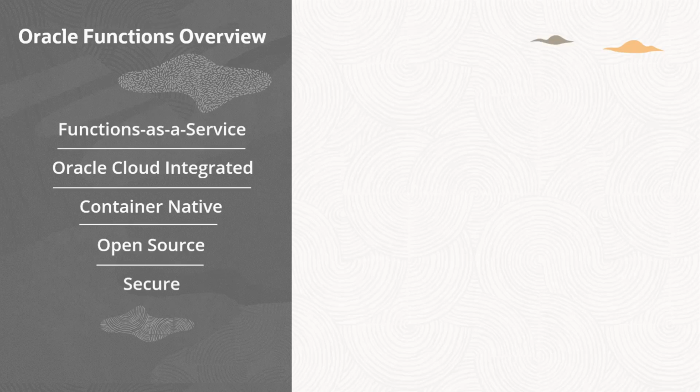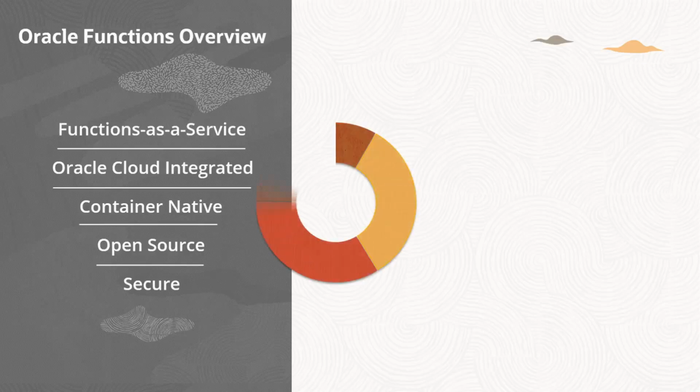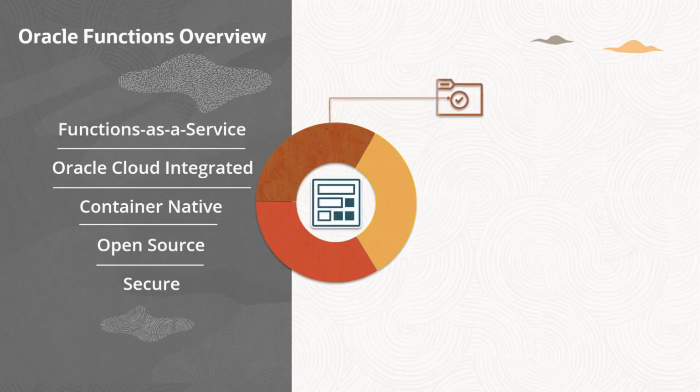Security is a top priority with Oracle Functions. Your functions are protected using Oracle Cloud security constructs such as networking, identity and access management, and compartments, among other features. This ensures that your functions operate in a secure and controlled environment. Let's explore some of the key benefits of Oracle Functions.